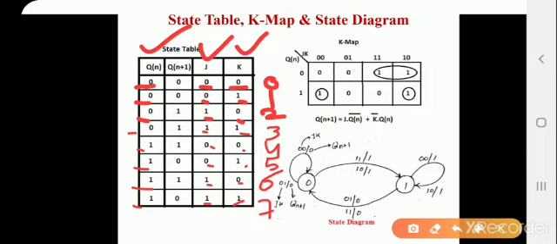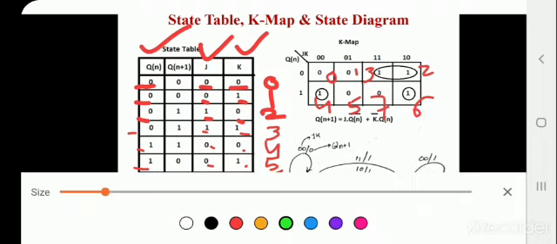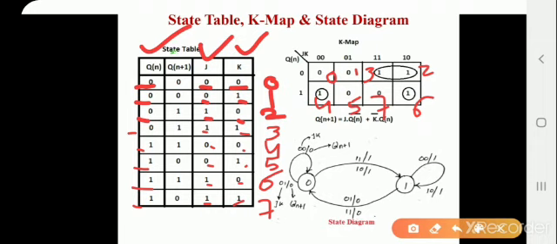So let me tell you again. As far as the K-map is concerned, this is position number 0, this is position number 1, this is position number 2, this is position number 3, this is 4, this is 5, this is 6, and this is the 7th position. So according to the position, we need to put values of Qn plus 1 from this column.